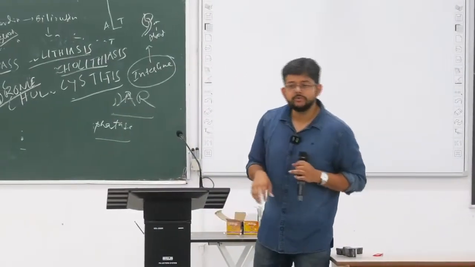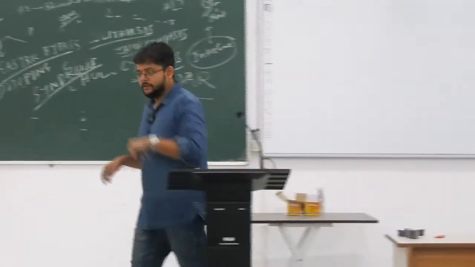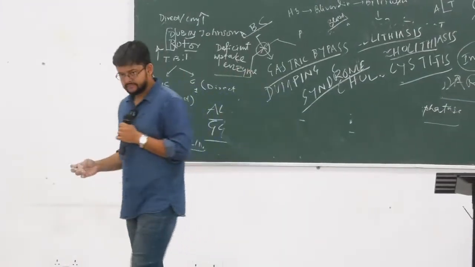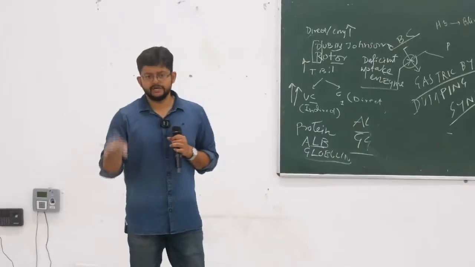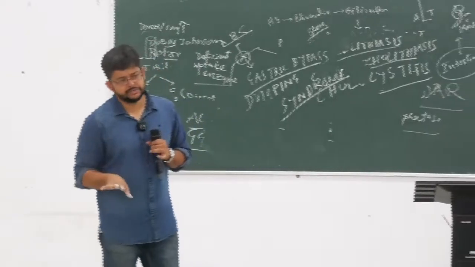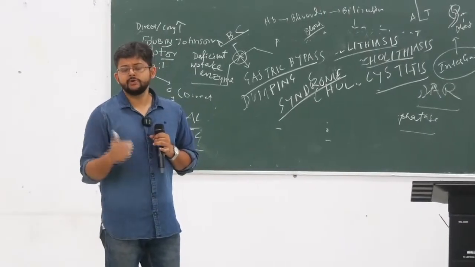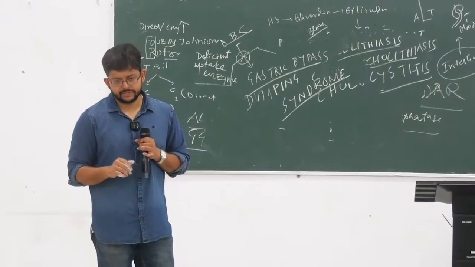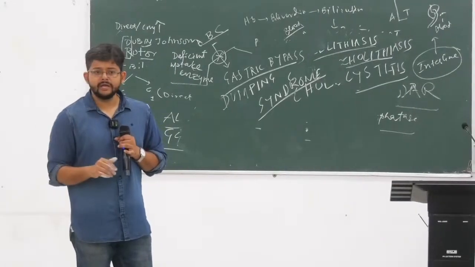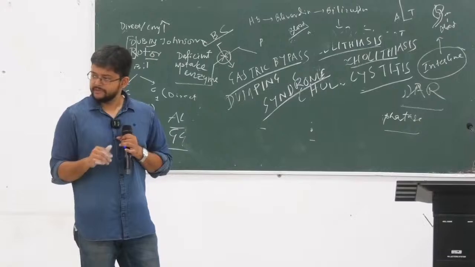আমাদের নর্মাল বিএমআই কত? বডি মাস ইনডেক্স। What is BMI by the way? Weight by height square. ওকে, নর্মাল কত? 18-23, উপর গেলে ওভারওয়েট, 30-এর উপর গেলে ওবিস, 35-এর উপর গেলে মরবিডলি ওবিস। আন্ডারস্টুড?